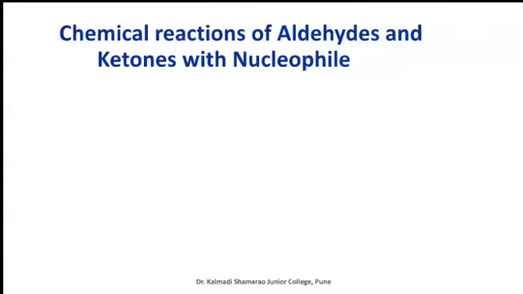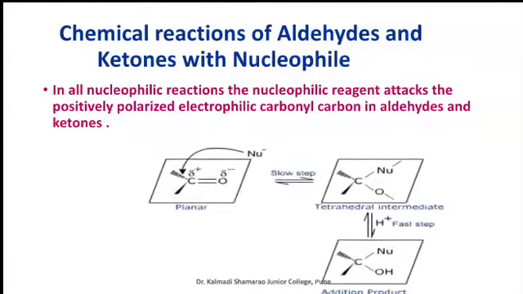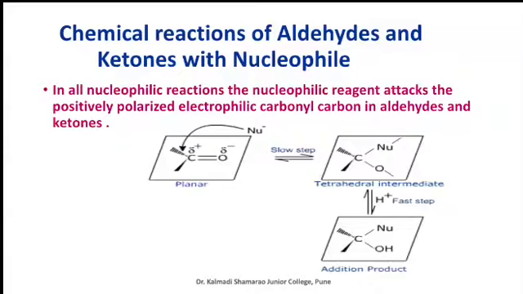Now let's discuss the chemical reactions of aldehydes and ketones with nucleophile. Students, as we all know, the carbonyl group in aldehydes and ketones is quite polar in nature. The carbon atom of the carbonyl group carries a small positive charge and behaves as an electrophile. Therefore, a nucleophile readily attacks the electrophilic carbon atom of the polar carbonyl group in aldehydes and ketones. During this process, the complete transference of pi electrons of the carbon-oxygen double bond takes place from carbon to oxygen atom.